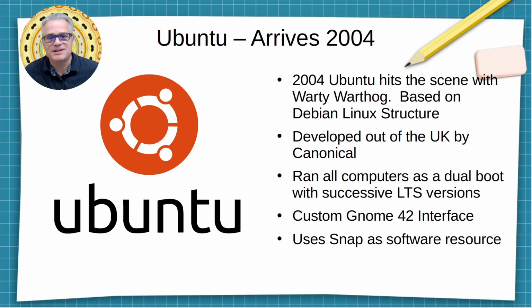Now, Ubuntu is based on Debian Linux structure. It is made by a company called Canonical out of the UK. And today it comes with a GNOME interface. At times they have their own called Unity, and at other times they've been using GNOME. Currently, in their long-term support version, they're running GNOME 42, which is not the most recent. It does use Snap as its software resource, and I have some issues with that.